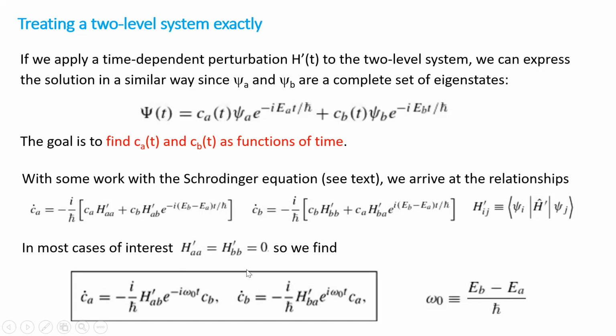The second equation becomes CB dot equals minus i over h bar, H prime BA, e to the i omega naught t, just here there's no minus sign, and then CA. Okay, so these are the two equations, assuming that these two matrix elements are zero. You can see that's pretty nice, compact equations, so we have a chance at making some progress on these. Again, this is exact. We haven't assumed that the perturbation is small yet, but we also haven't solved anything yet.